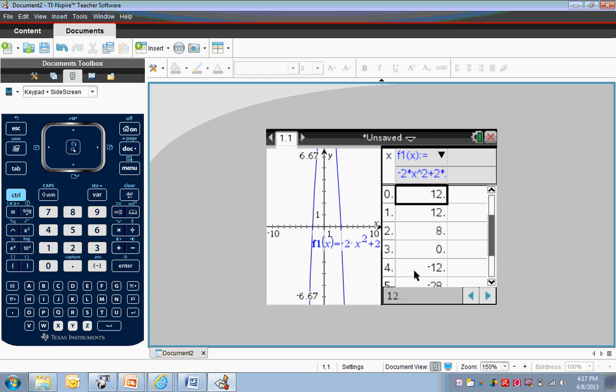Now, my question is, do I need to list 4 and -12? No, because remember, our y values are our height. And that would mean that the cat jumped off the tree and fell 12 feet into the ground. So really, the only points that I'm interested in are those 4 right there. So let's go ahead and fill in our table.